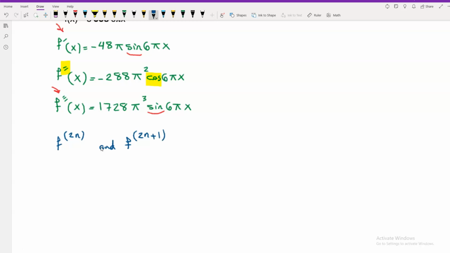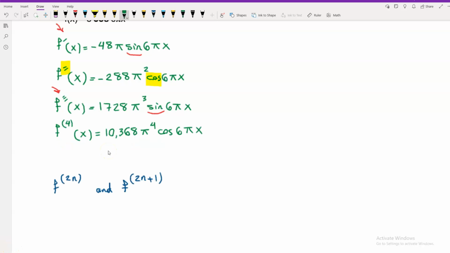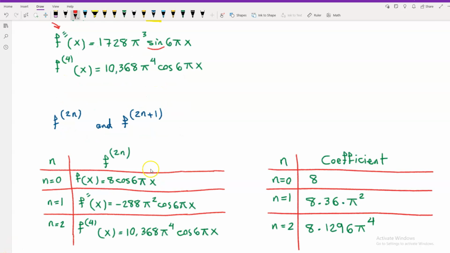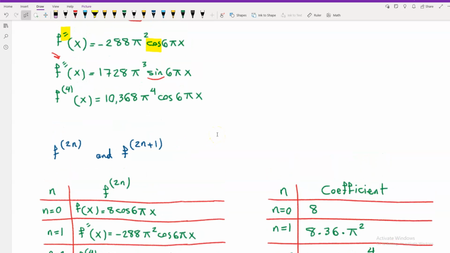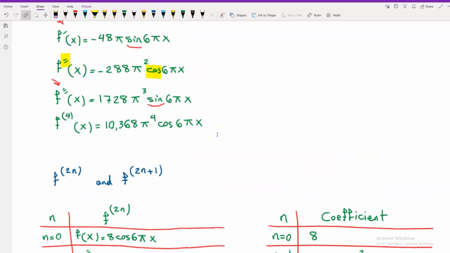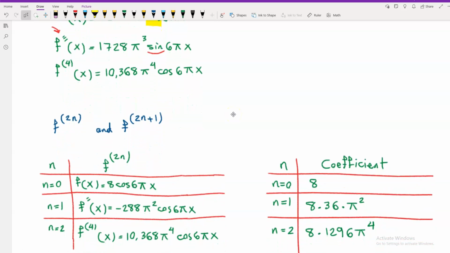So in this case, I used 2 times n for even and 2 times n plus 1 for odd. I added 4th derivative here on this part. So that is equal to 10,368 pi to the 4th power times cosine 6 pi x. So here on this part, I listed what we had for even number derivatives. So f of x is 8 cosine 6 pi x. Second derivative is negative 288 pi squared cosine 6 pi x. And fourth derivative is 10,368 pi to the 4th power cosine 6 pi x.